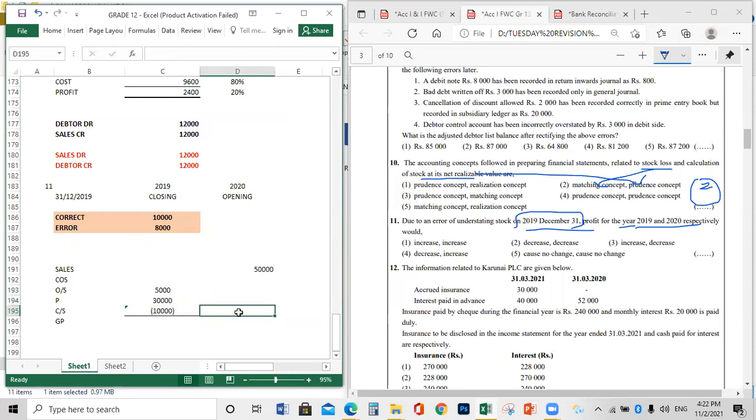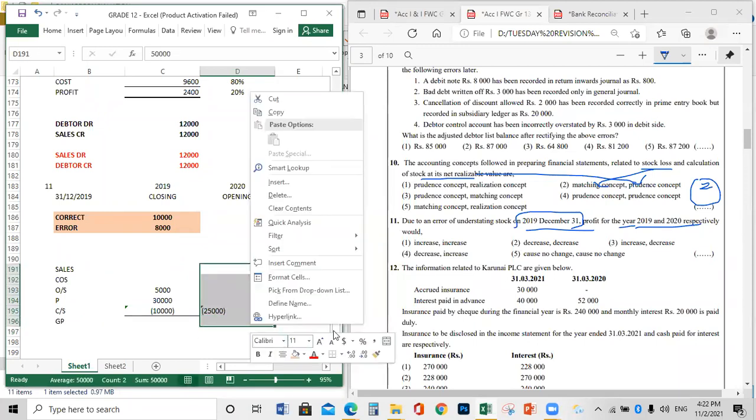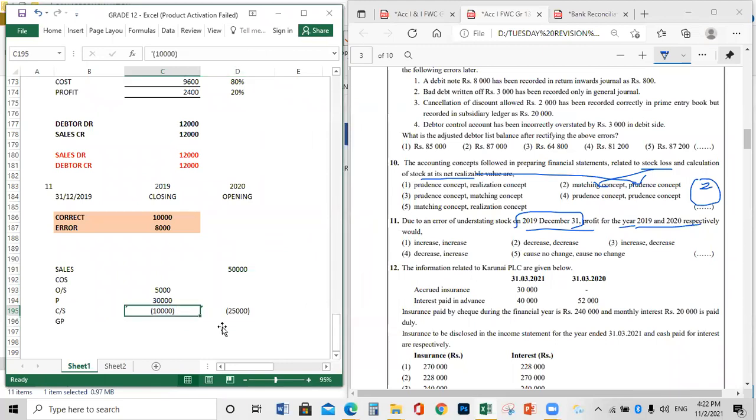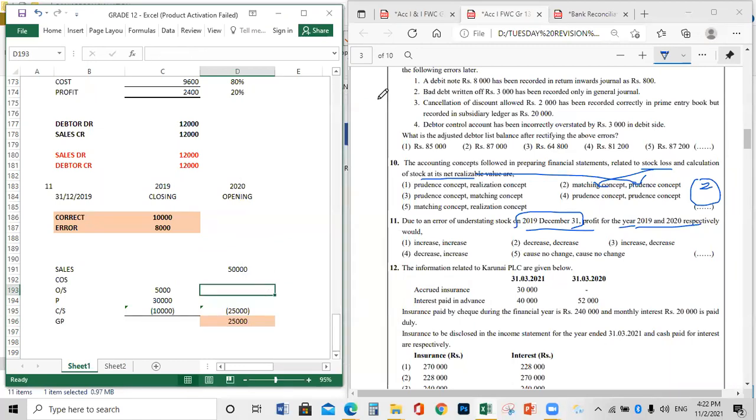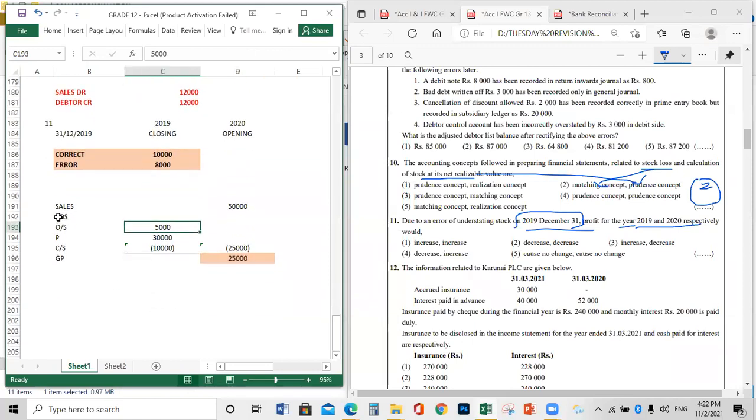That is going to give you how much cost of sales? 35 minus 10 is 25,000. So how much is your profit? Calculate and tell me. Your profit is going to be 25,000. If you had done the correct thing, your profit is 25,000.